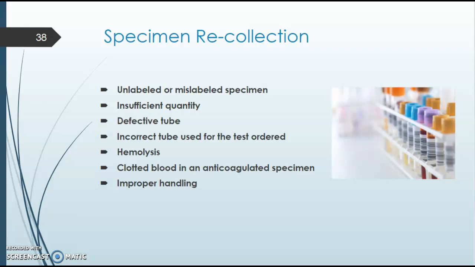Sometimes we have to do a specimen recollection. This can happen if we didn't label the tube appropriately, if there's an insufficient quantity, a defective tube, or an incorrect tube used for the test ordered. This is why it's very important to understand what laboratory you're working for and what tubes they like to use for certain tests. Other causes are hemolysis, which is damage to the blood cells, and clotted blood in an anticoagulated specimen. If the blood clots in a tube that has an anticoagulant, you may have to recollect. And then, of course, improper handling.